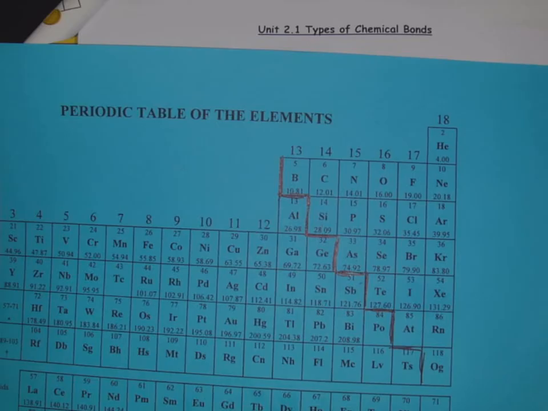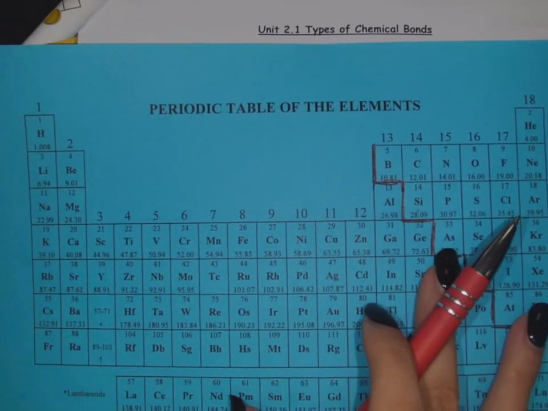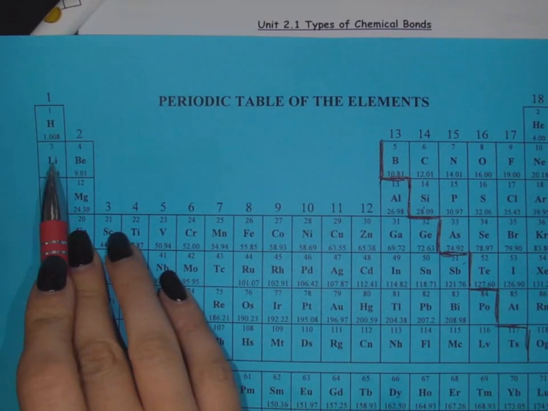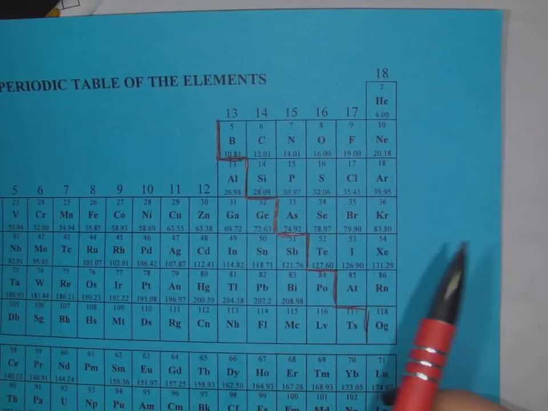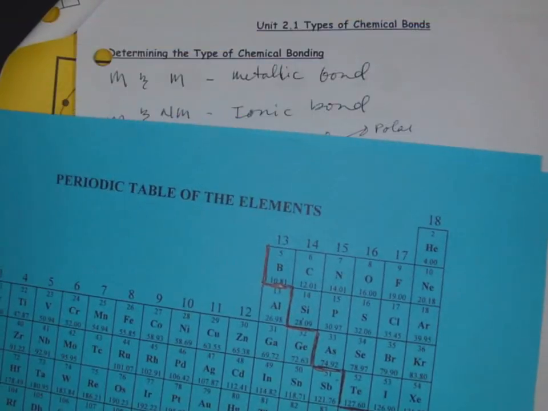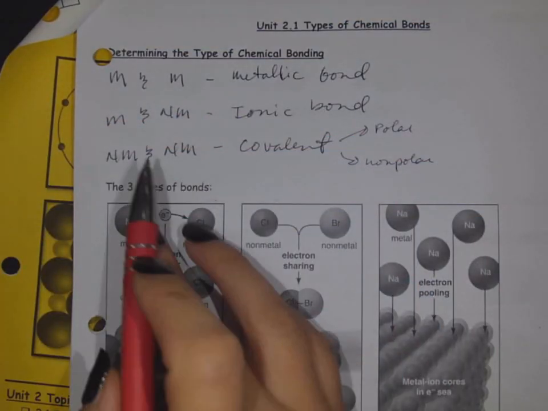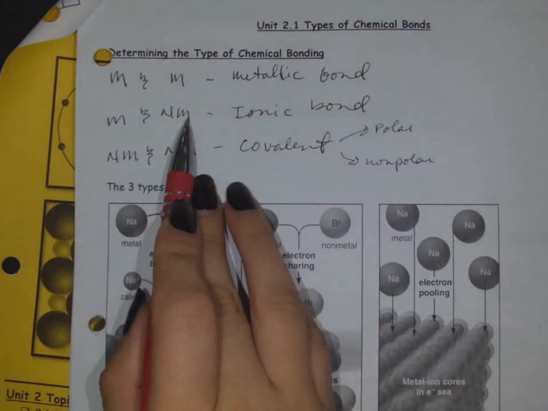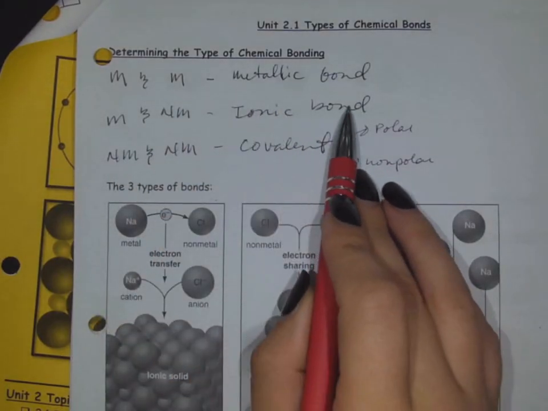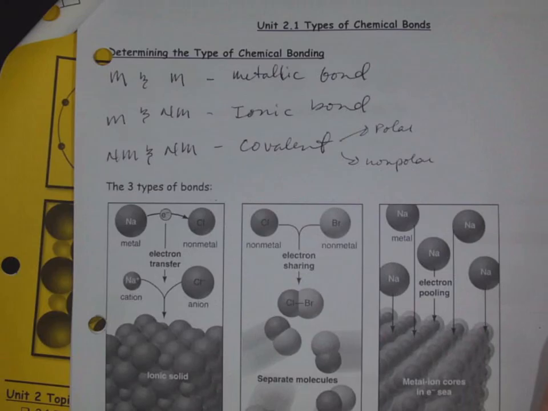So if I were to quickly ask you what type of bond would occur between a lithium atom and a chlorine atom, we would say, okay, well, lithium is a metal and chlorine is a non-metal, so that's likely an ionic bond happening between them.